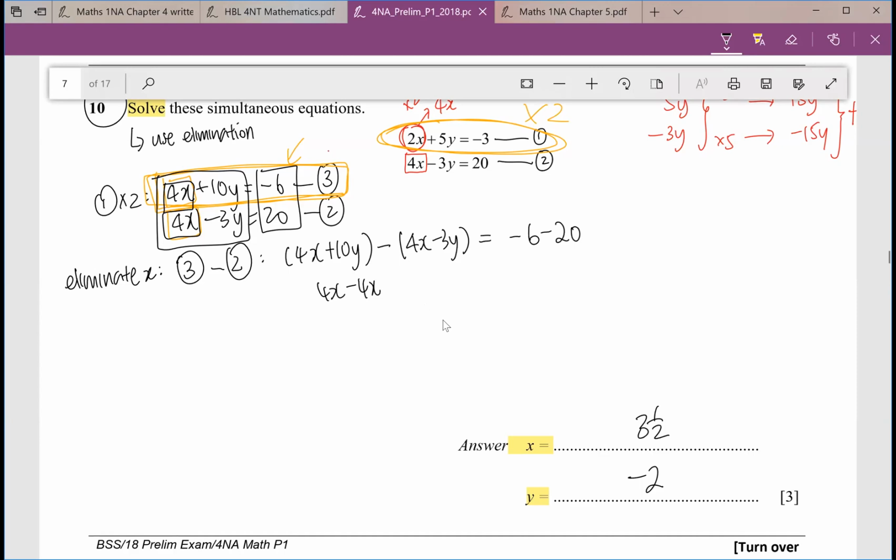I don't quite understand. Can you give me an example? Okay, never mind. You give me an example, I write down. Like 4x plus 10y, then bracket, then minus. Okay. Then minus 4x, minus 3y, plus 10y minus 2.